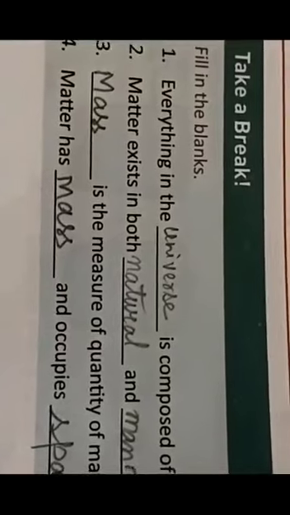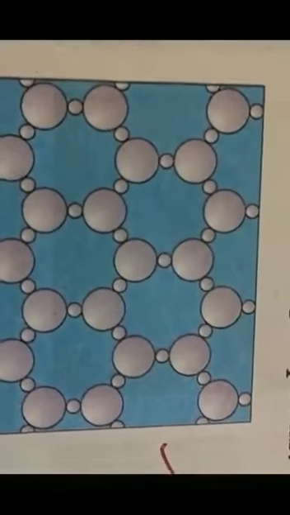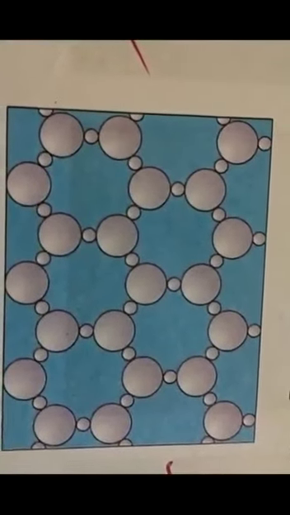Here we are continuously using the word mass, but I hope that you learned the difference between the terms mass and weight, and also you know the meaning of space. If you don't know, then space is the void between two particles in matter. If you see here closely, you can see the void, the gap. This gap is called space.